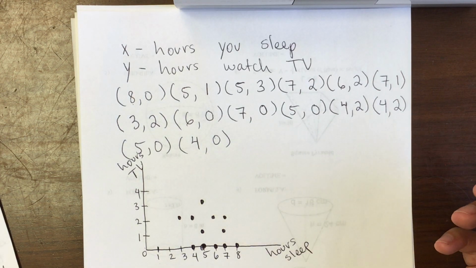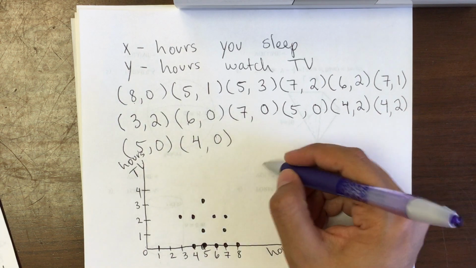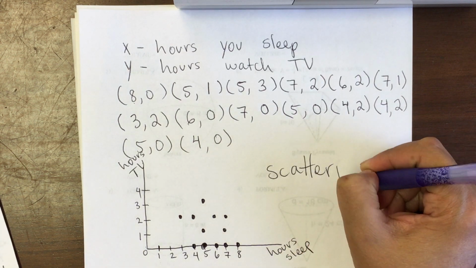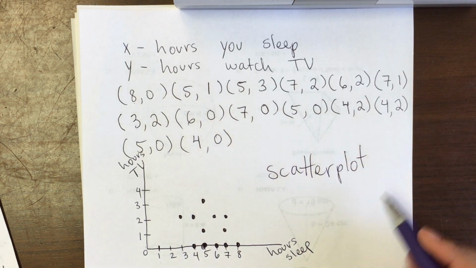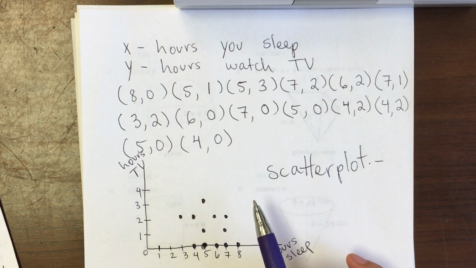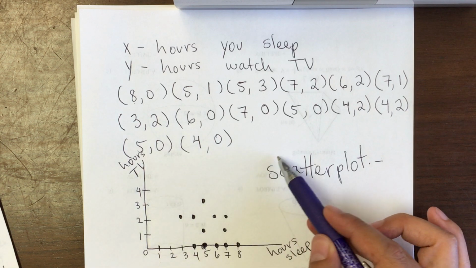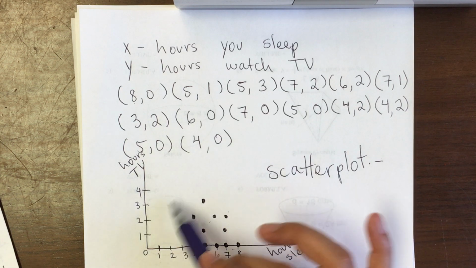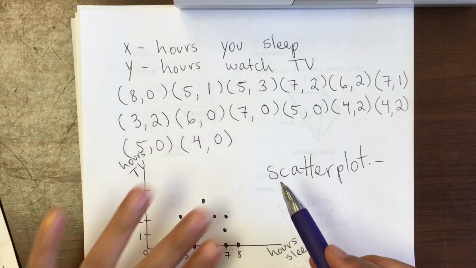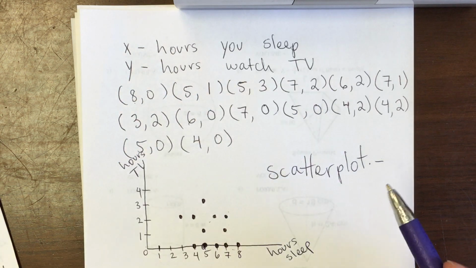Okay, so a scatter plot, we're going to put in here a scatter plot. It's a graph where you have different points and it's not in a specific line, okay? The points are kind of like in a bigger area. It's not a perfect line.